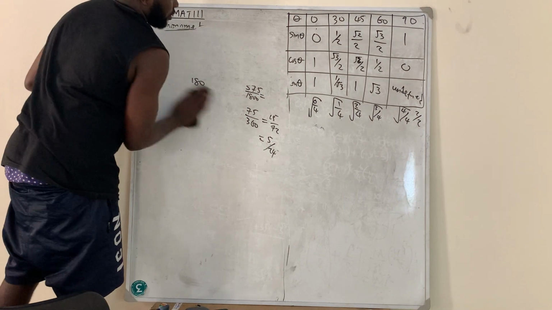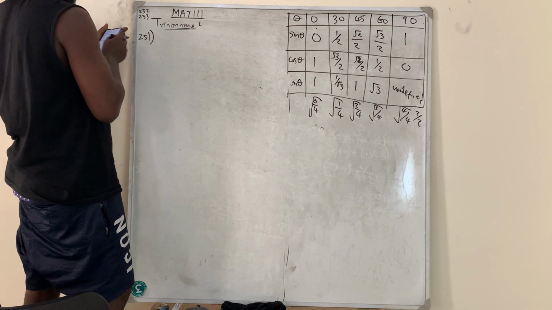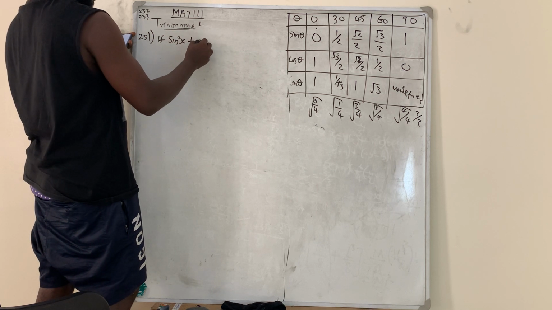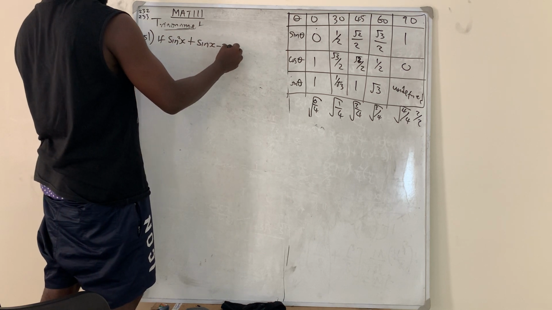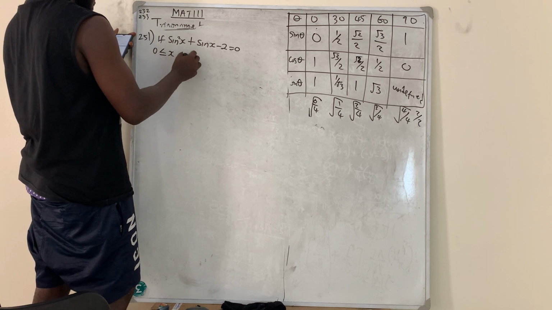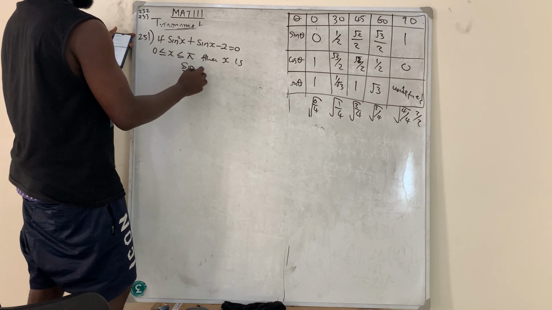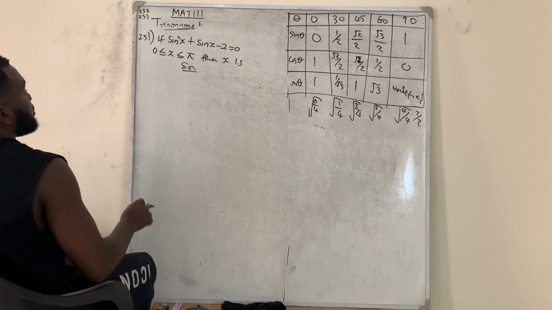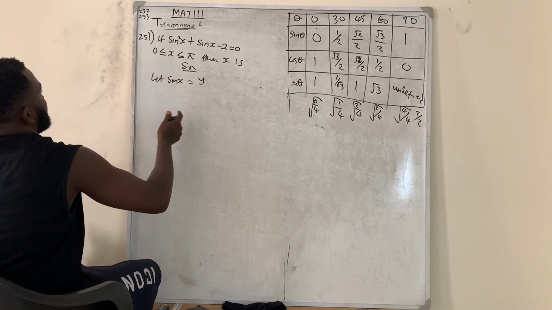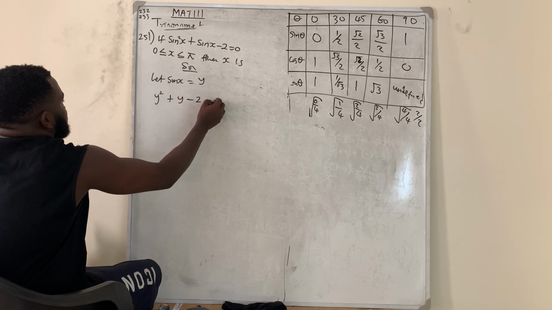Okay, so we'll go to question number 251. Question number 251 said, if sine squared x plus sine x minus 2 is equal to 0, and 0 is less than or equal to x, which is less than or equal to pi, then find x. Now this is a quadratic equation. So first thing you say is, let sine x be equal to y. Anywhere you see sine x, put y. So this will now be y squared plus y minus 2 is equal to 0.